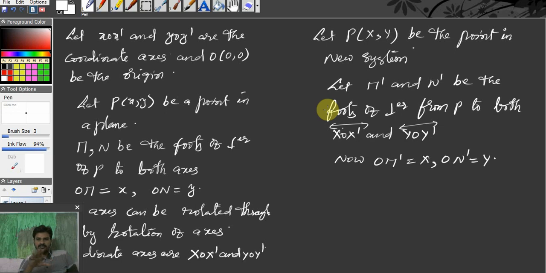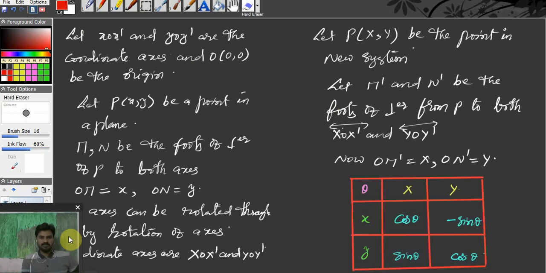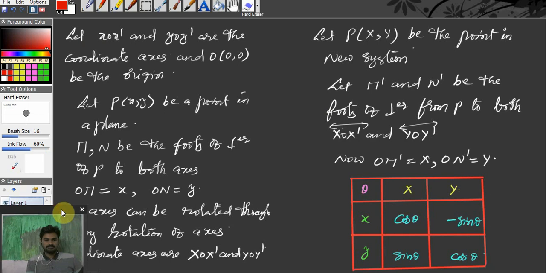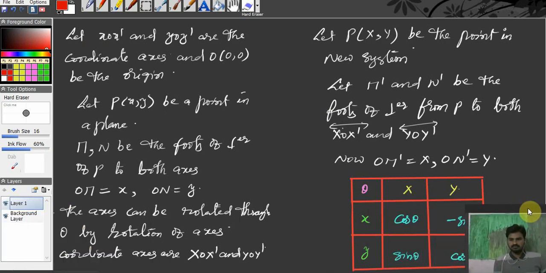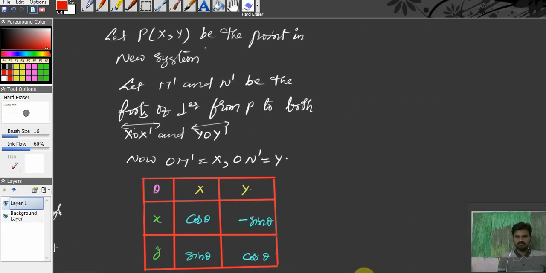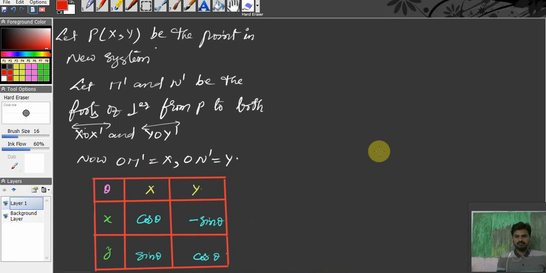Because here now we have to take a table which relates the new system points and old system points, and how to convert them. So let us see the table here. Observe that. This is the important table, you have to remember that.